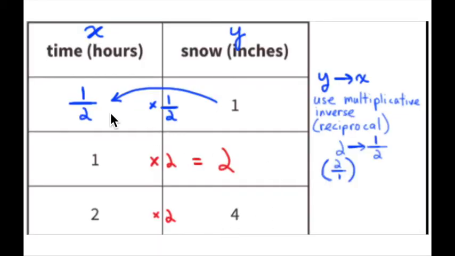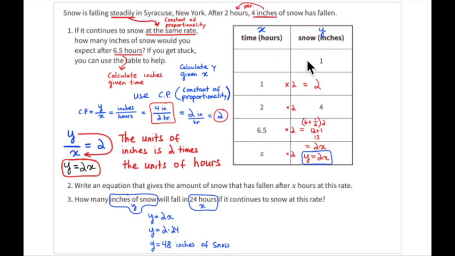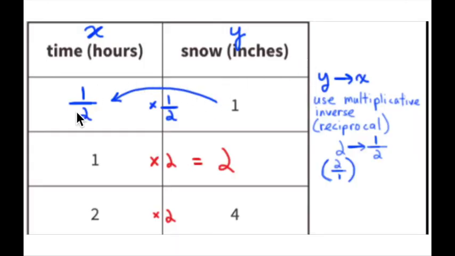All right, so let's go to the very top row. This row right up here. Now this is going in the opposite direction. They're giving you the number of inches, and the question is, how long did it take for that number of inches to accumulate? Well, half the number of inches is half the time. So you're going to use the multiplicative inverse, which is the reciprocal. The multiplicative inverse of 2, and you can read 2 as 2 over 1 if you want, is 1/2. Remember, if you multiply the multiplicative inverse with the number, it's always going to equal 1. 2 over 1 times 1/2 equals 1.